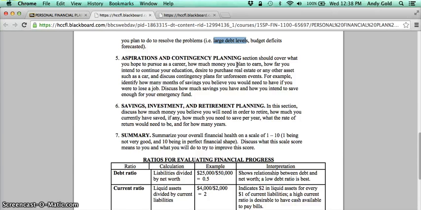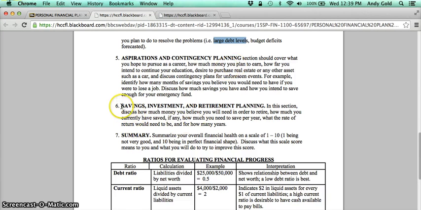Contingency planning is backup planning, all the what ifs. What if I lose my job? What if I have an emergency? What if my car breaks? And thinking about how you're going to deal with all of those things and where the resources will come from to address those problems when they come up. And believe me, they do come up, as you probably already know.